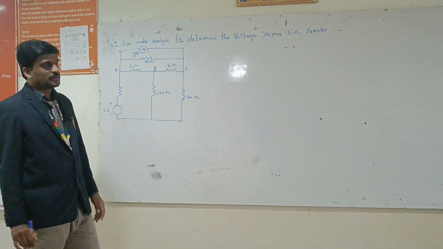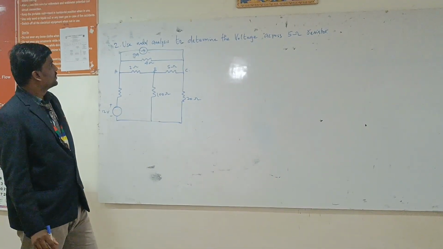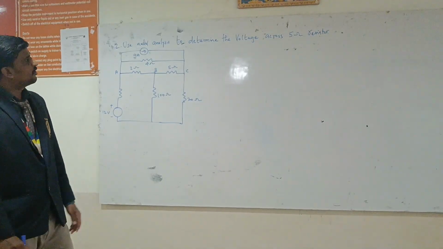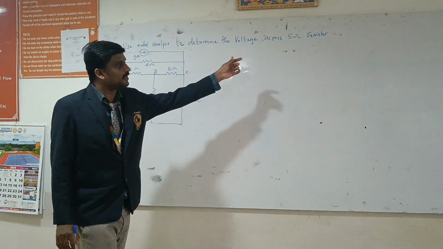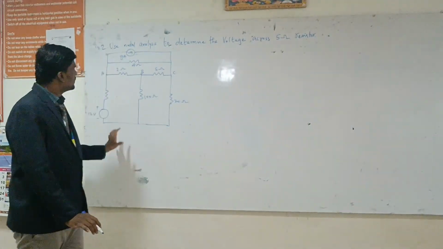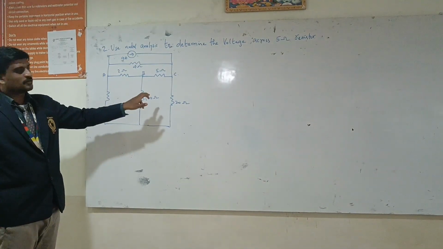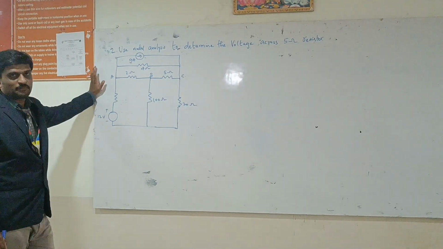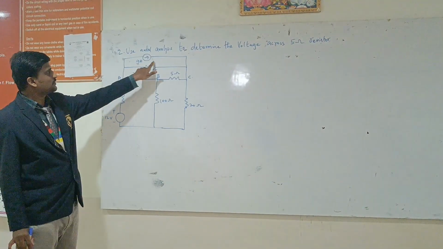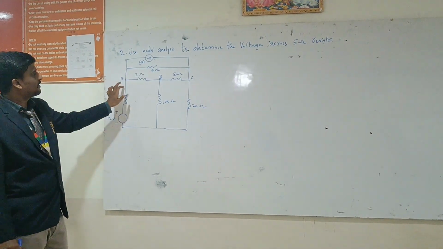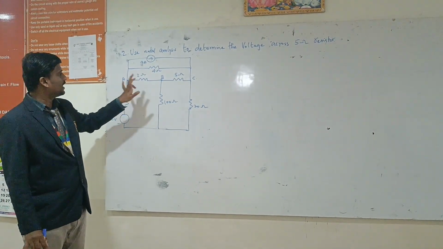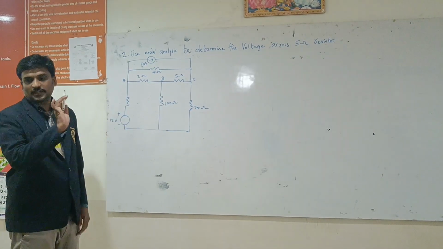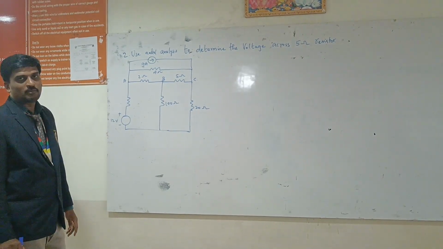Okay. So here is the second problem. We are asked to solve by using nodal analysis to find the voltage across the 5 ohm resistor. In this circuit we have to find the voltage across this 5 ohm resistor. In this problem, we are given a voltage source as well as a current source, and they have given 3 nodes, A, B, C. These are the 3 nodes given in the problem itself.